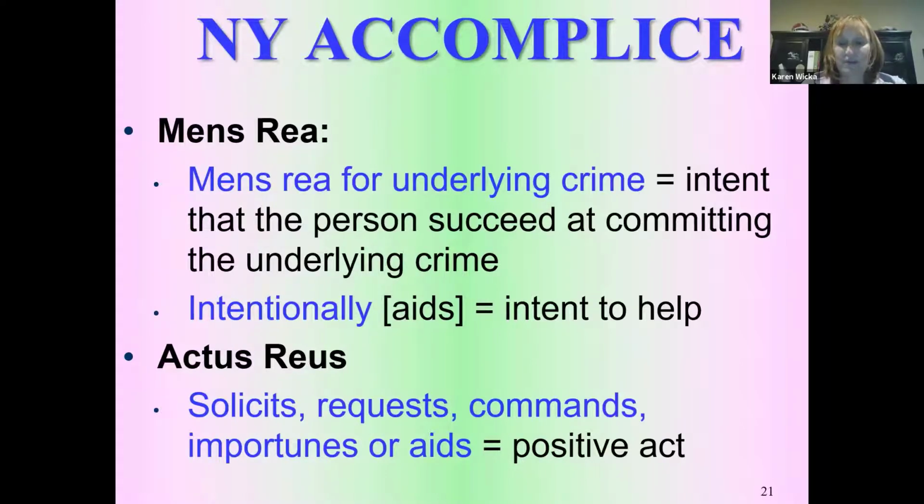So if it's an intentional crime, you intend to help and you intend the consequences of that help. And you have to intend to help in the first place. So it's kind of that double mens rea that we talked about. So you intend to help and you intend the underlying crime to be committed. And the actus reus, it says solicits, commands, requests, importunes, aids, and so on. Those are all positive acts. They try to think of lots and lots of words that all mean doing something. So any of those things are the positive act. So the rules we just went over for common law, we're really lucky, they're going to be the same rules for New York accomplice.